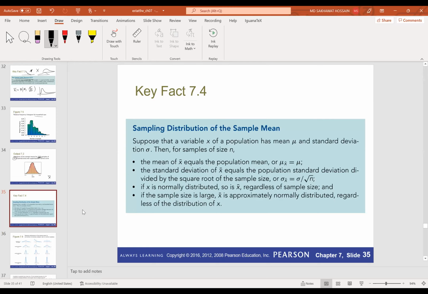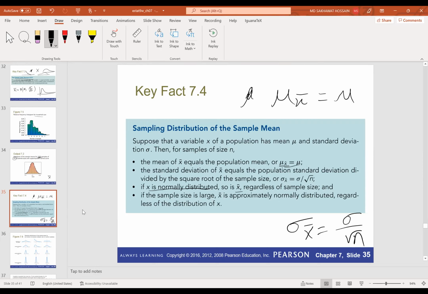Okay, sampling distribution of the sample means. Suppose that a variable X of a population has mean mu and standard deviation sigma. Then for a sample of size n, the mean of X bar equals the population mean. So we already know that mu X bar is always equal to mu. The standard deviation of X bar, sigma X bar, is sigma over square root of n. Now if X is normally distributed, then X bar, regardless of the sample size, will be normally distributed.